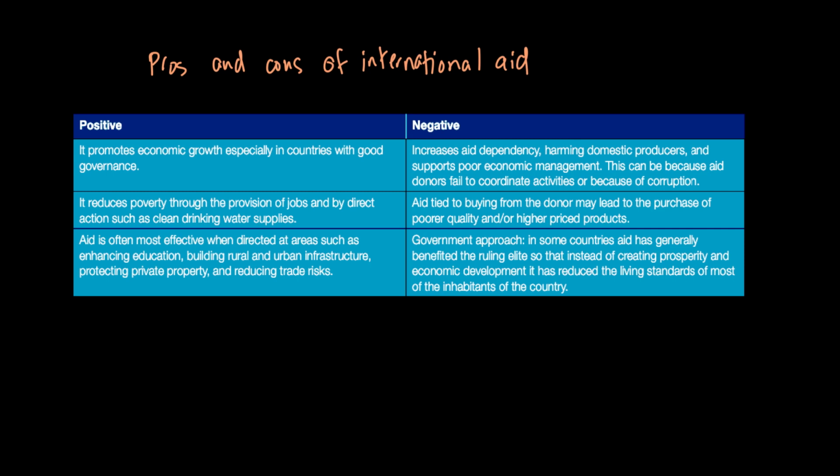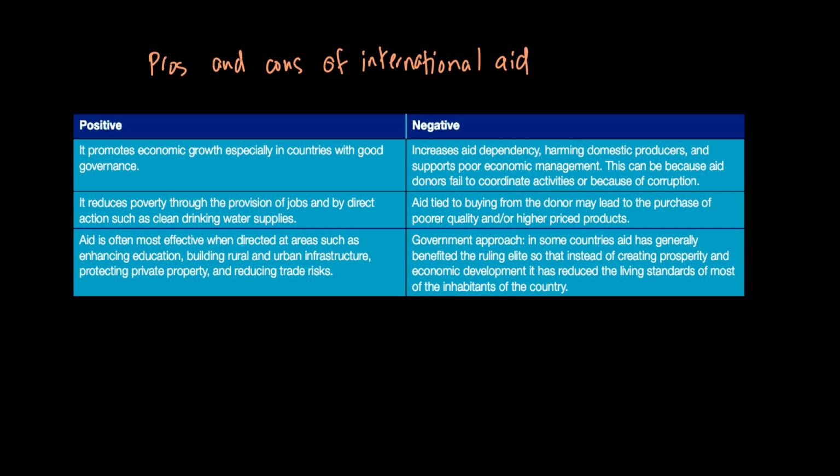Secondly, sometimes aid tied to buying from the donor may lead to purchase of poor quality or higher price products. If, for example, a country is giving you aid in terms of money tied to you buying the goods, for example, let's say China sometimes gives aid to other countries where China may ask to, for example, also purchase all the inputs and labor and other services from China. Then this may mean that if the quality is good, then that aid will be of good benefit. But if it is not, it could be a problem.